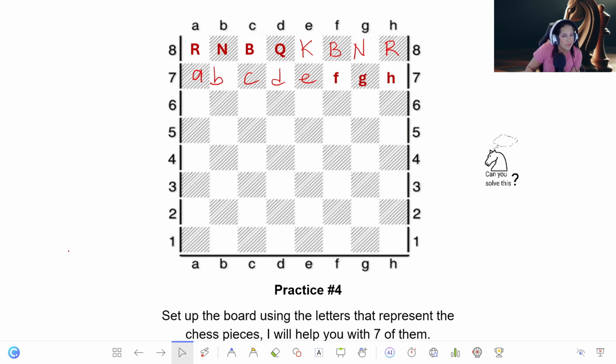Ready? Okay. Now, on the other side, we're going to do the pieces. And we start by the corners with the rooks. And then the knights. Then the bishops. And then you have the queen and king. Remember that the queen is supposed to go on its color, and on this side, we are setting up the white pieces. So it should be here because it's a white queen, and the king next to it.